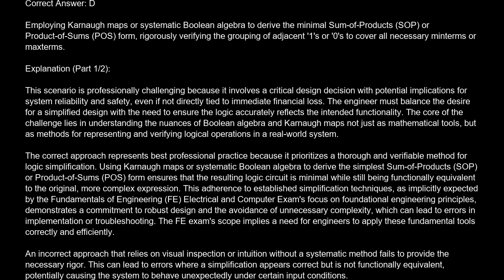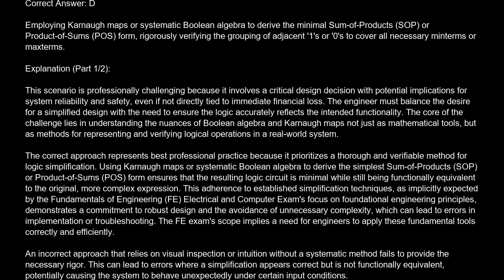The correct approach represents best professional practice because it prioritizes a thorough and verifiable method for logic simplification. Using Karnaugh maps or systematic Boolean algebra to derive the simplest sum of products, SOP, or product of sums, POS, form ensures that the resulting logic circuit is minimal, while still being functionally equivalent to the original, more complex expression. This adherence to established simplification techniques, as implicitly expected by the Fundamentals of Engineering, FE, Electrical and Computer exam which focuses on foundational engineering principles, demonstrates a commitment to robust design and the avoidance of unnecessary complexity, which can lead to errors in implementation or troubleshooting.